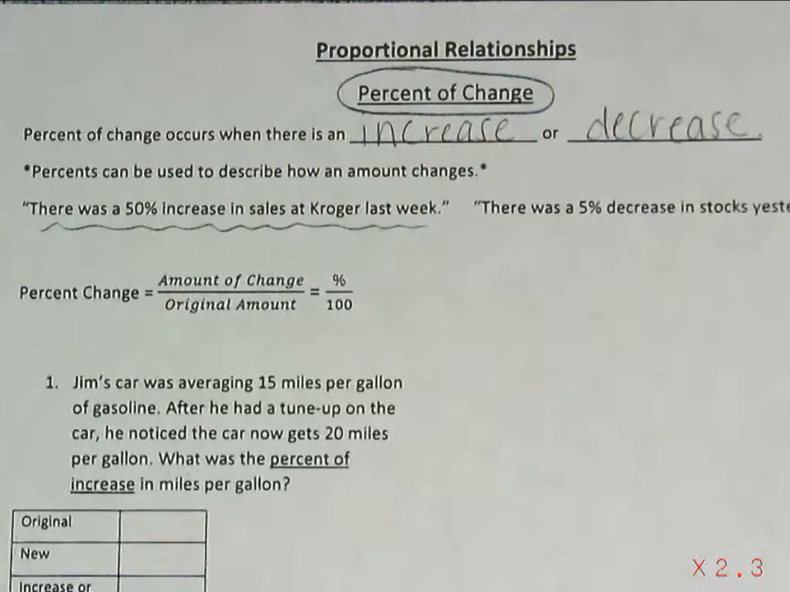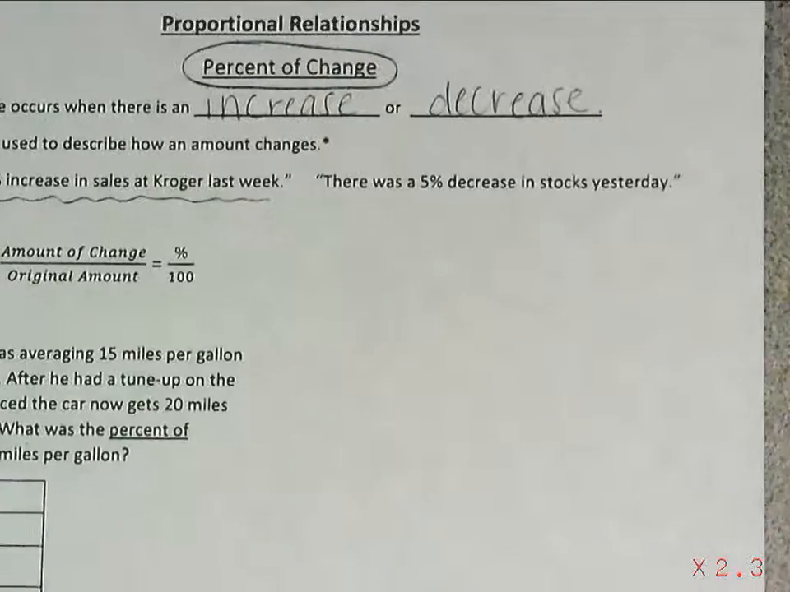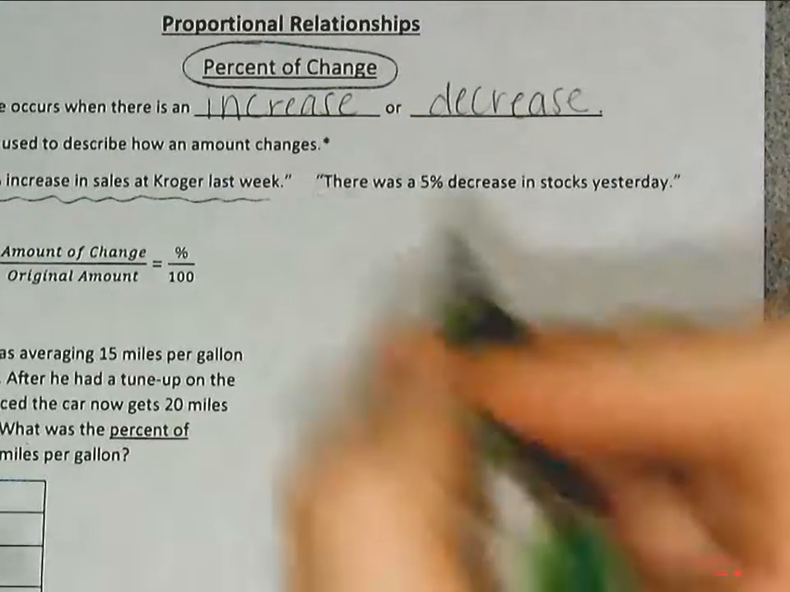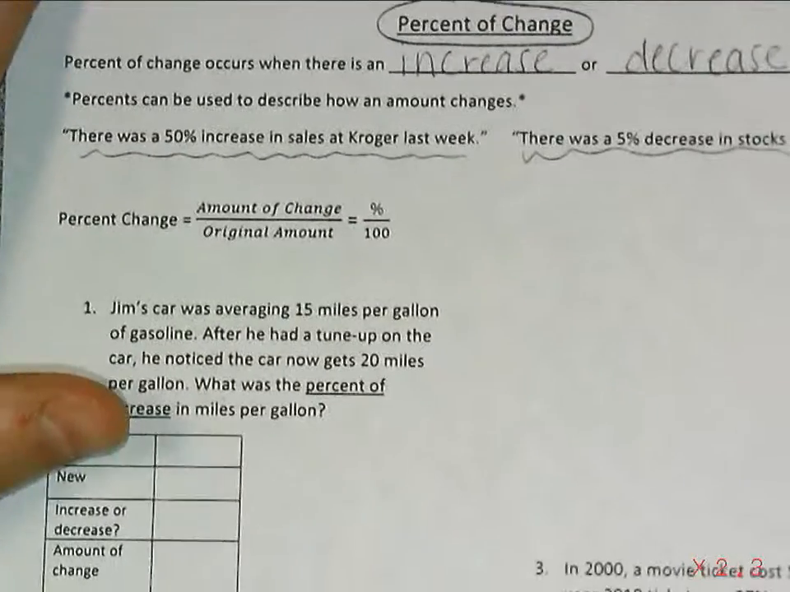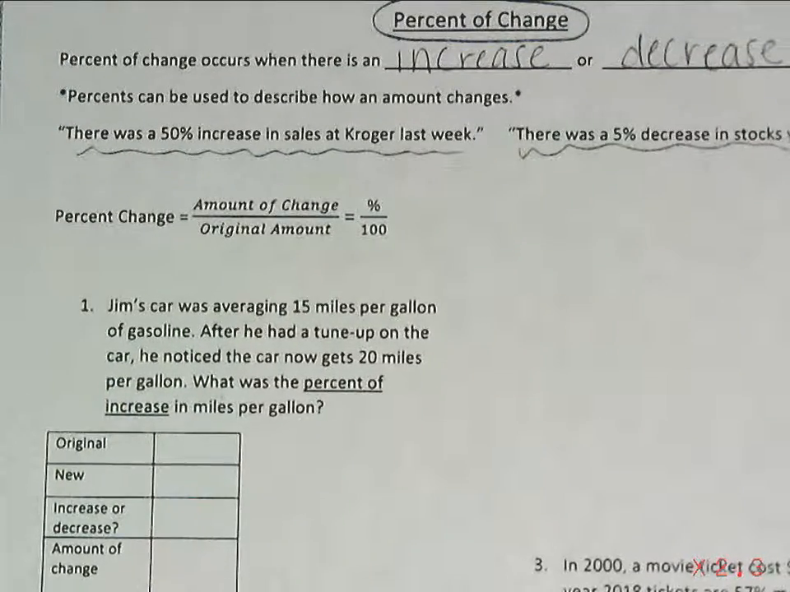So these are business types of things. Or I could say, if I worked in the stock market, there was a 5% decrease in stocks yesterday. So I can have a percent increase or decrease.